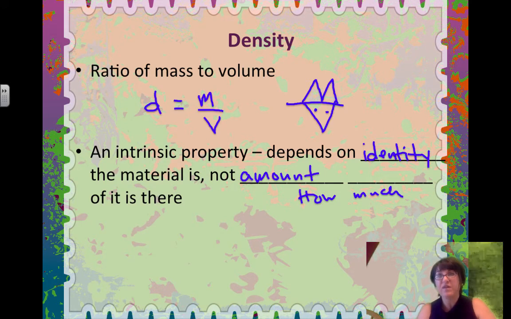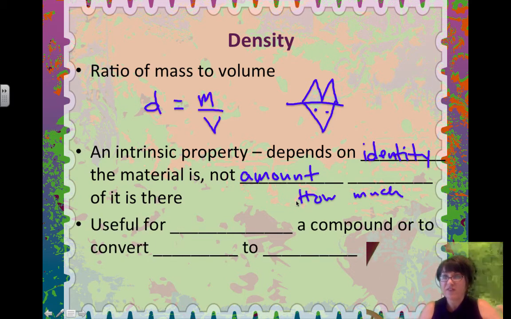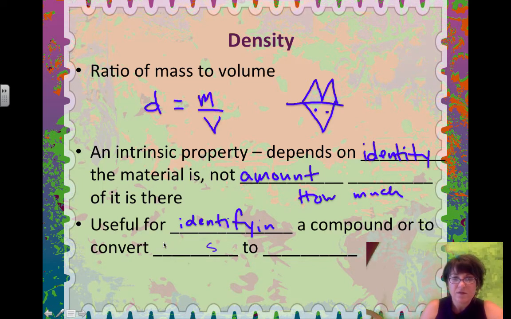If you have a tiny speck of gold, its density is 19.3 grams per cubic centimeter. If you have a huge mountain of gold, the density is 19.3 grams per cubic centimeter. So as long as the object is at the same temperature, its density is going to be the same, no matter how much stuff you have. So this is useful for the sake of identifying a compound, or to convert your mass to the volume.